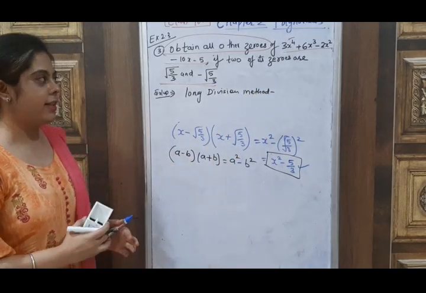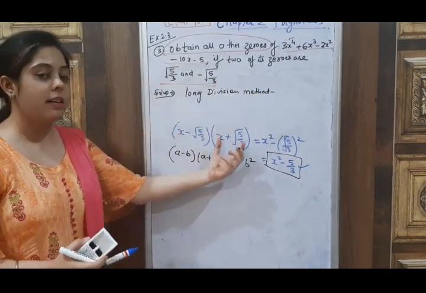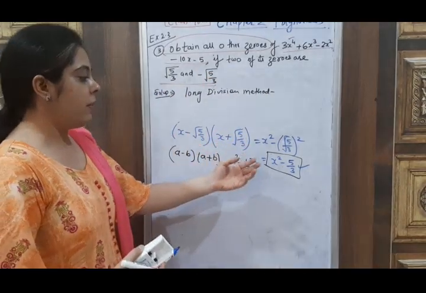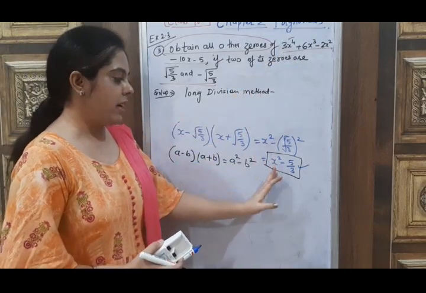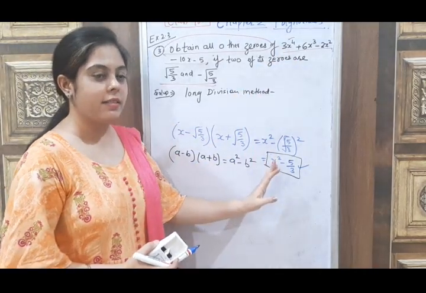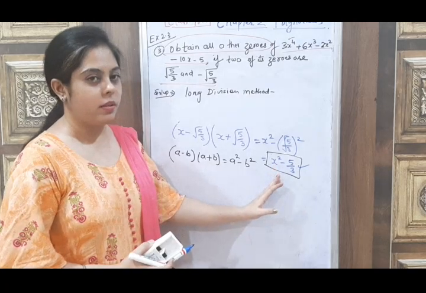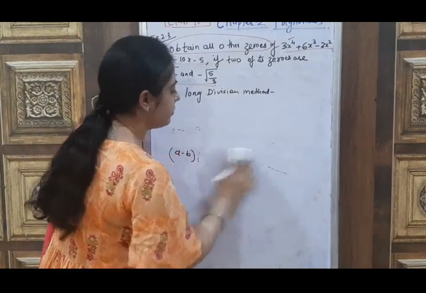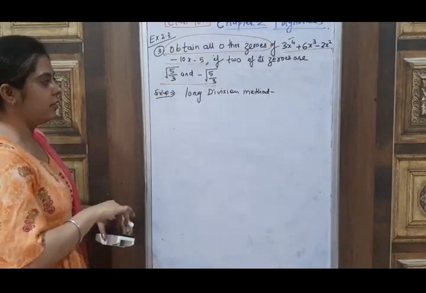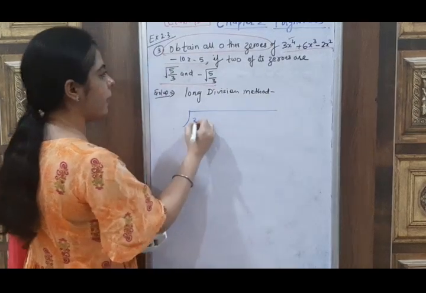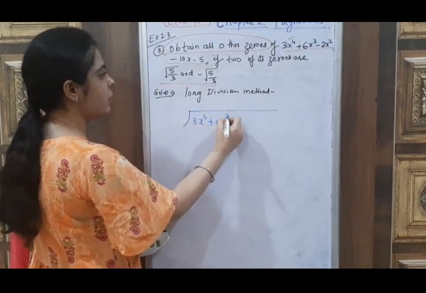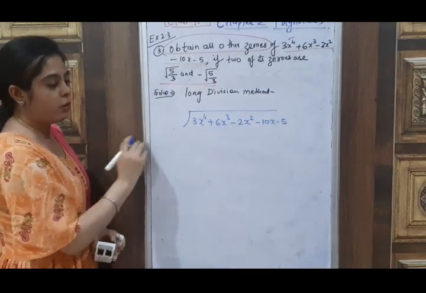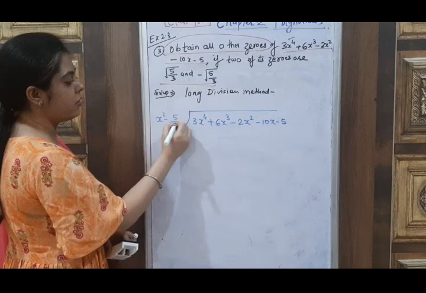And listen here nicely that these are the zeros. It means these are the factors. If these are the factors, it shows that when we divide this polynomial by the new polynomial, we will get remainder as 0. Okay? So by long division method, we just have to divide this polynomial 3x^4 + 6x^3 - 2x^2 - 10x - 5. So this polynomial we divide by x square minus 5 upon 3.